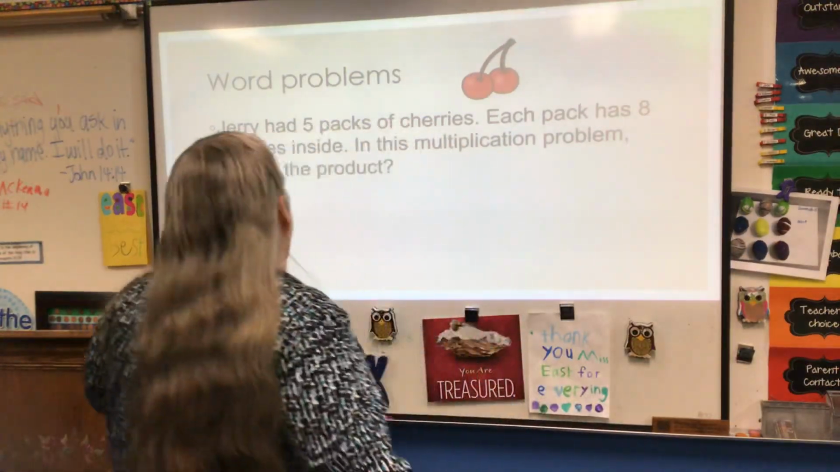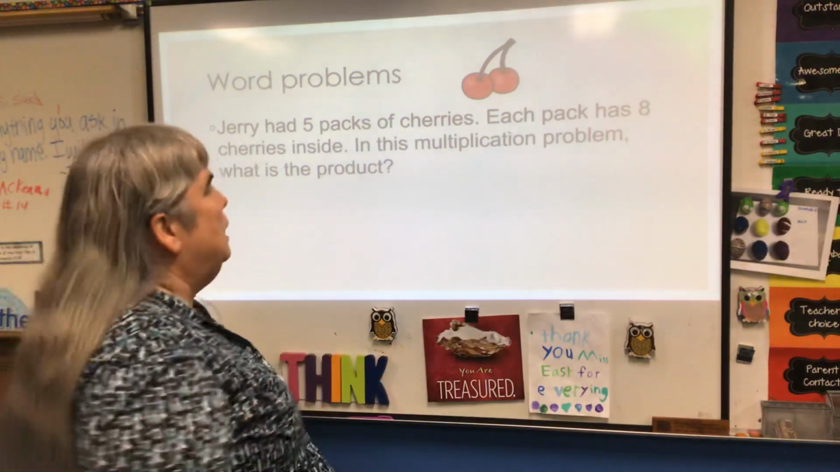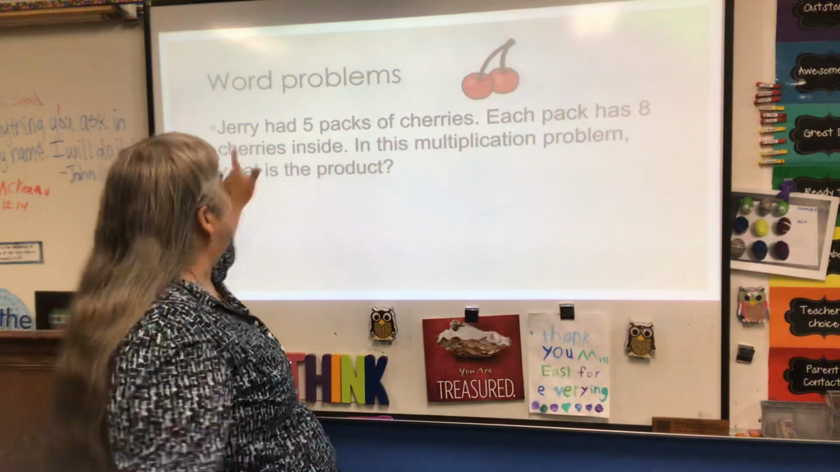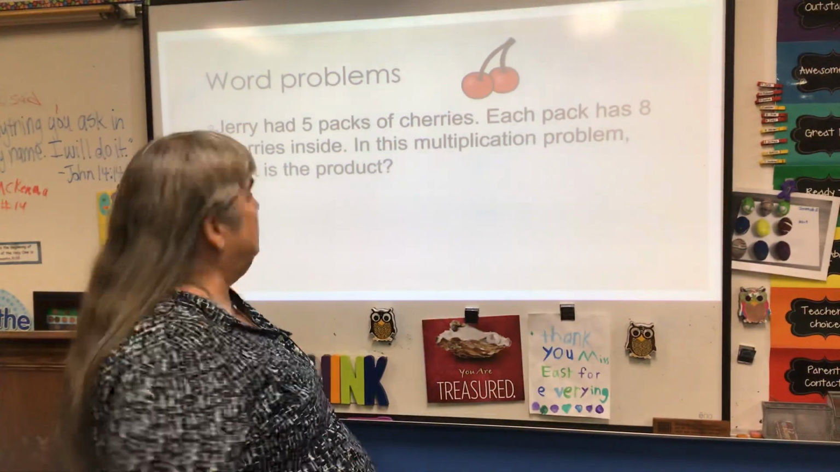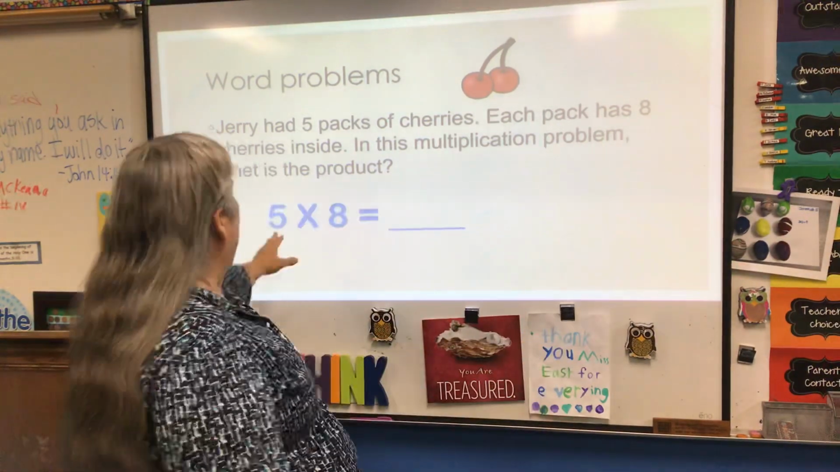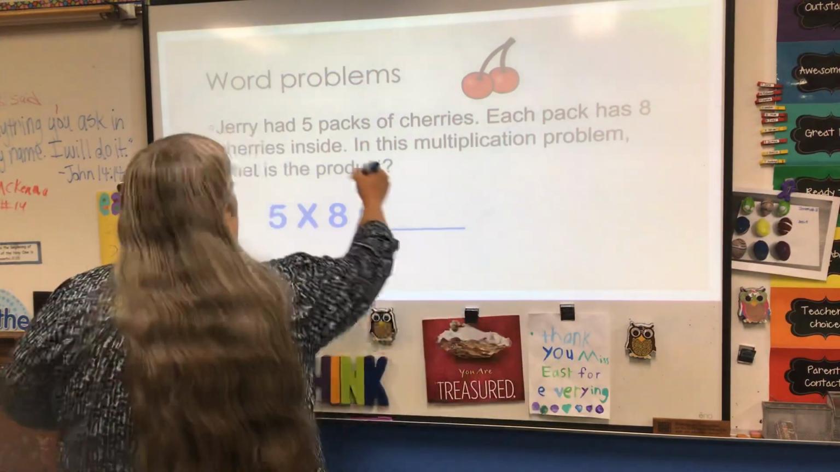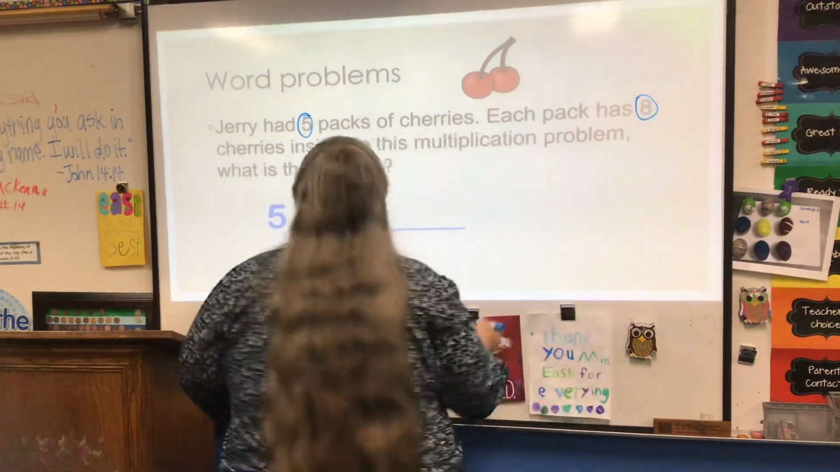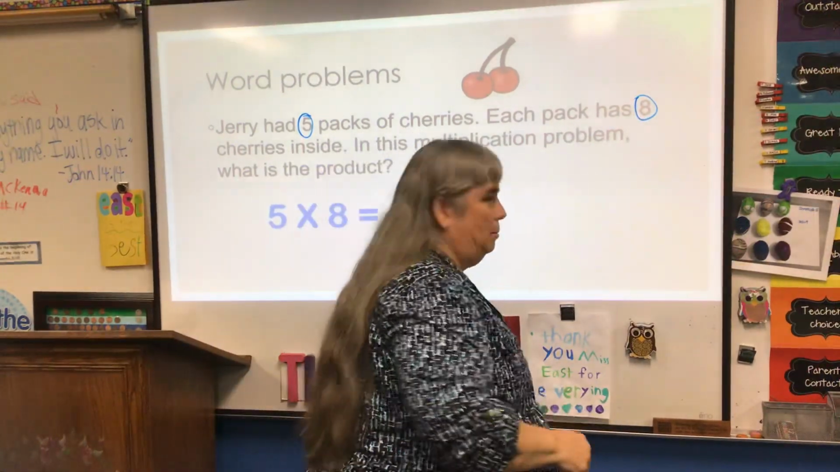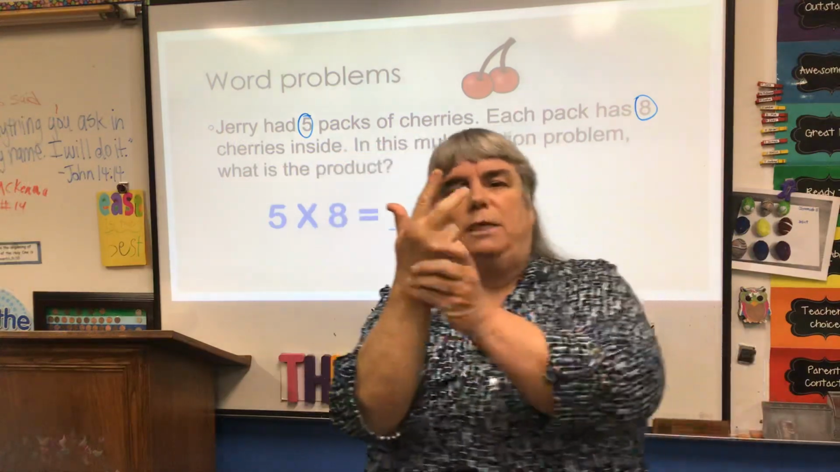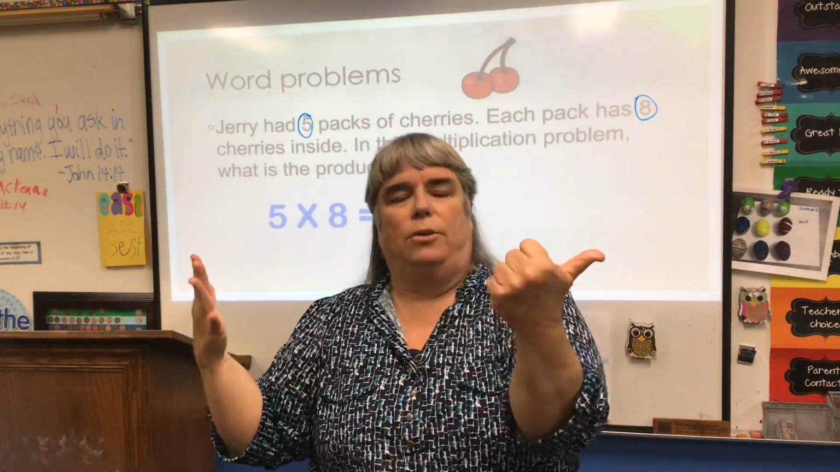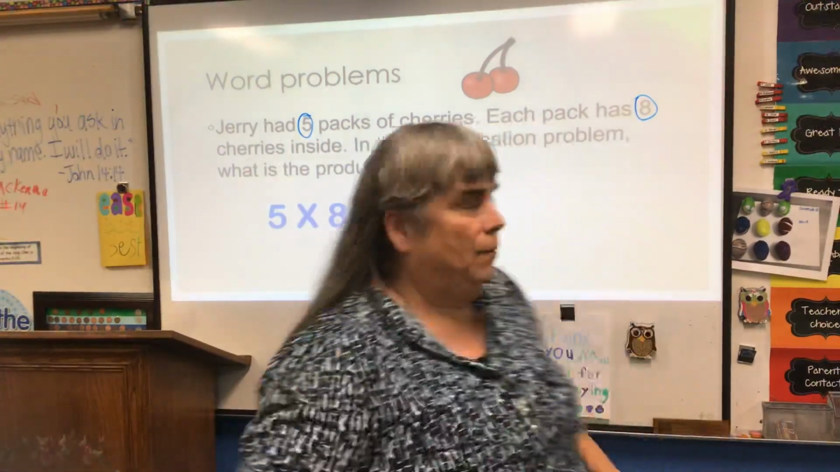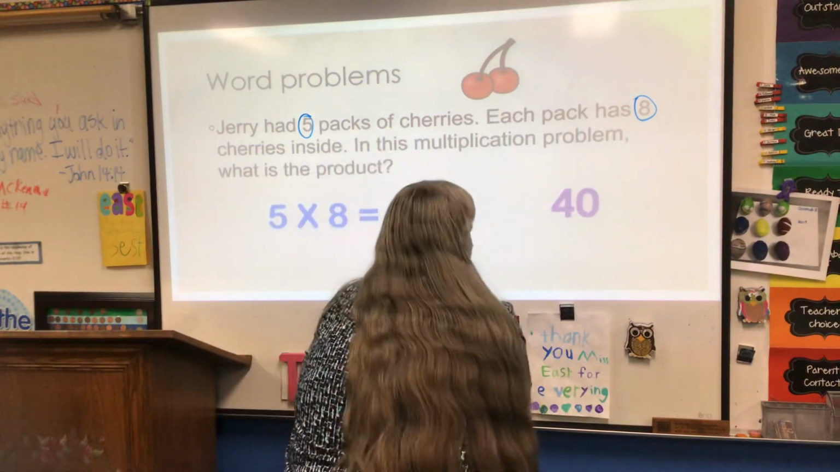So here's another word problem. Jerry had 5 packs of cherries. Each pack has 8 cherries inside. In this multiplication problem, what is the product? Do you remember what product is? Okay, so 5 times 8 is the problem. I'm going to circle the numbers, and then I'm going to skip count by 5 8 times. 5, 10, 15, 20, 25, 30, 35, 40. So there's my 8. 8 times 5 is 40. There it is.